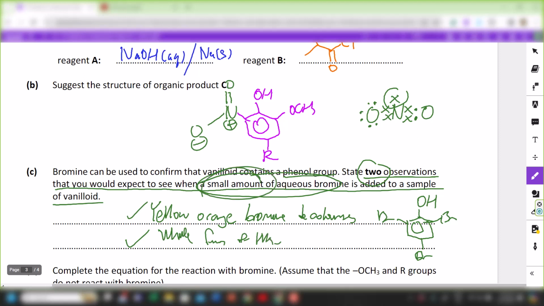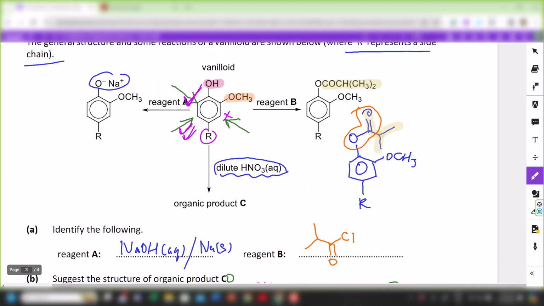Because we are using a small amount of aqueous bromine, I would expect the white fumes of HBr to be rather visible, as compared to guessing whether a white PPT will appear. In this case, the electrophilic substitution might happen in all the positions, here, here, and here. But whether it will appear as a white PPT remains questionable.